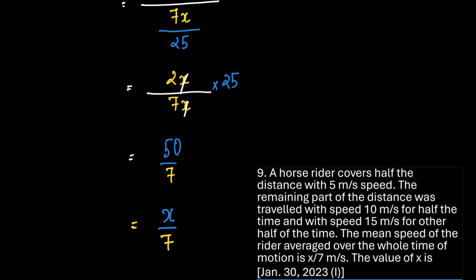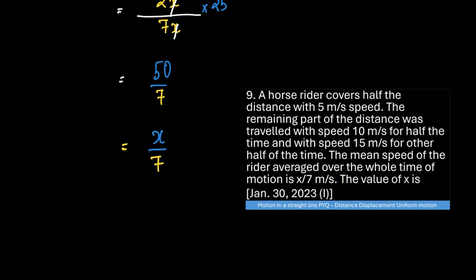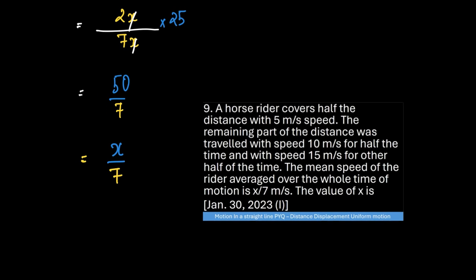x by x is 1. So what we have is 25. 2 by 7 into 25, which is 50 by 7. And according to the question, this is equal to x by 7. Therefore, the value of x should be equal to 50. The value of x here is equal to 50.